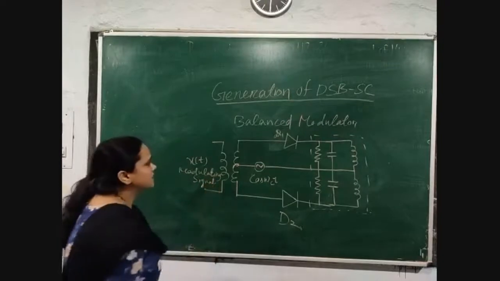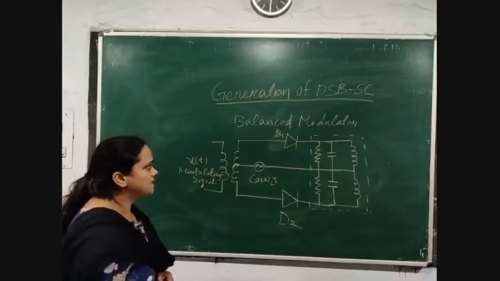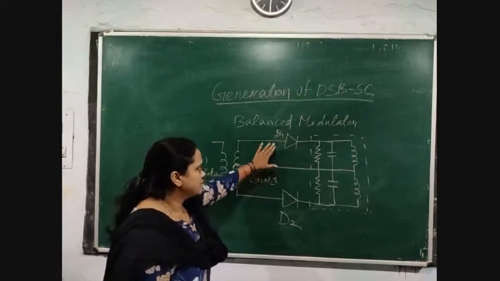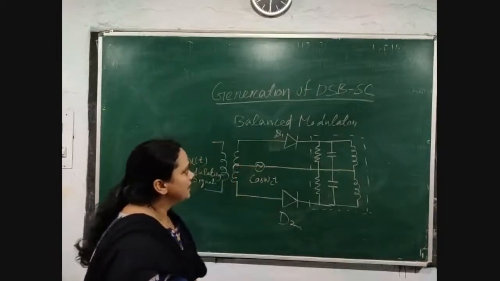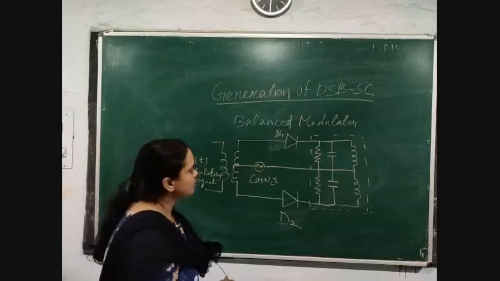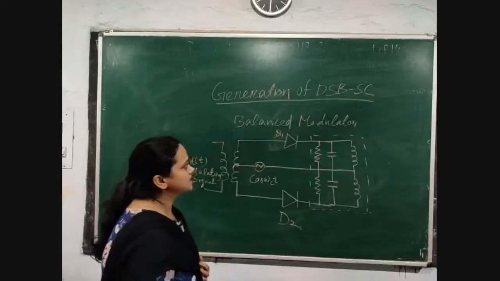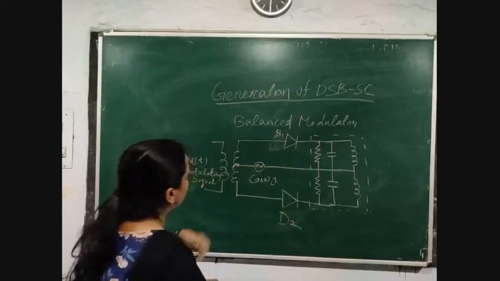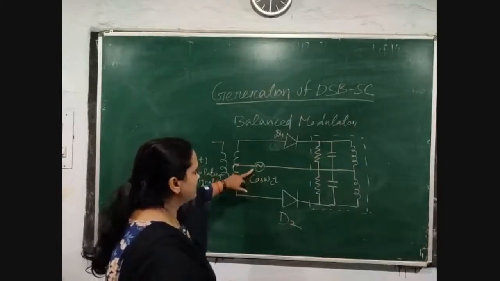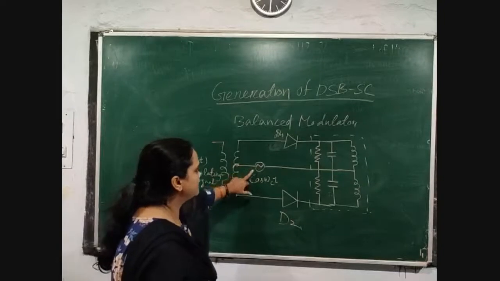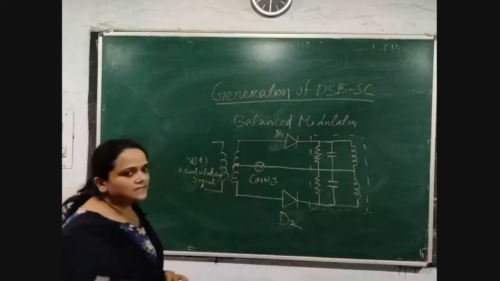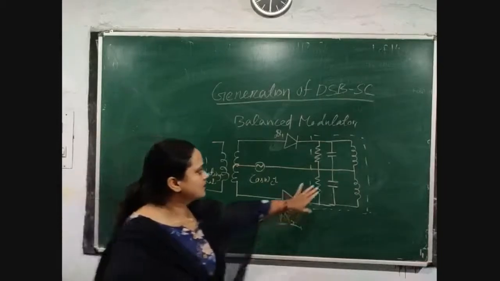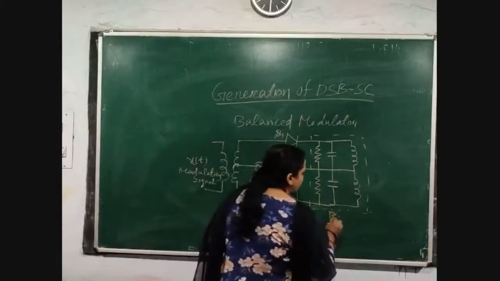So, this one is the circuit diagram of balanced modulator. Here we use two diodes, that is D1 and D2, in a balanced mode. So, here diode is used as a non-linear device. Then this one is the carrier signal source. So, carrier signal given to the center tap of the secondary transformer, and this one is the band pass filter.